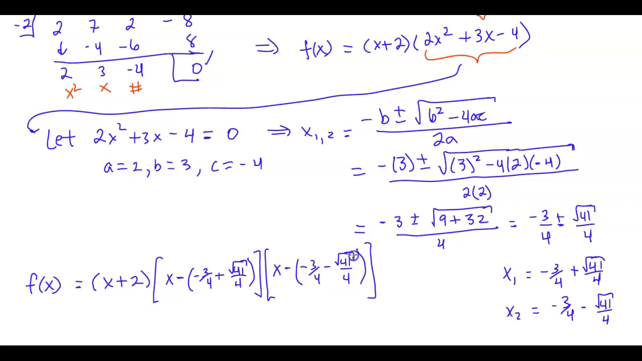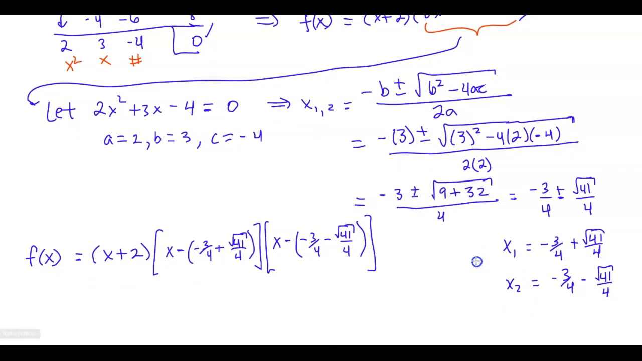factors. Now, of course, I could clean this up here, but to help us draw the graph, I'm going to keep it in this form and find out, well, what is negative 3/4 plus or minus square root of 41 over 4, okay? So here I'm just going to do this for the purpose of graphing this.